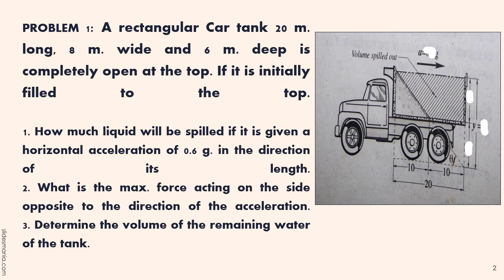Problem 1. A rectangular tank 20 meters long, 8 meters wide, and 6 meters deep is completely open at the top. If it is initially filled to the top, how much liquid will be spilled if it is given a horizontal acceleration of 0.6 times the gravity in the direction of its length? Number 2, what is the maximum force acting on the side opposite the direction of the acceleration? And number 3, determine the volume of the remaining water inside of the tank.